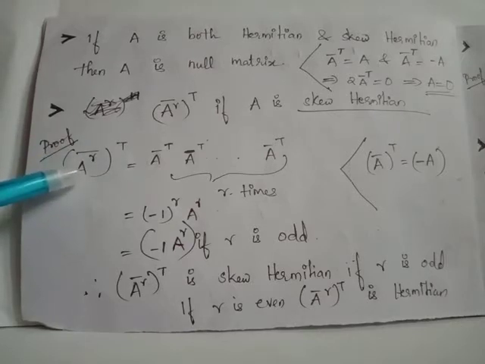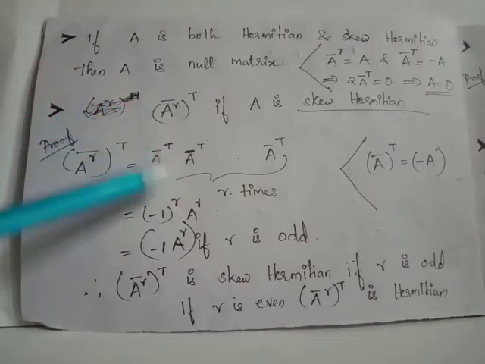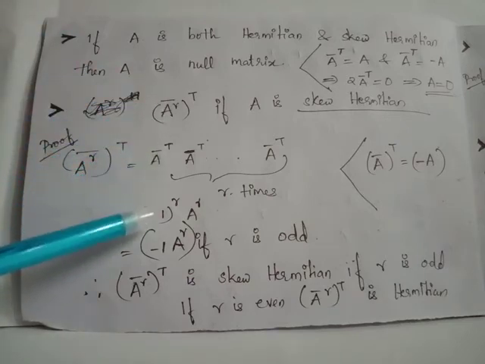skew Hermitian matrix, we have A raised to R the whole conjugate transpose equals A conjugate transpose, which is multiplied to itself R times. When we replace each copy of A conjugate transpose by minus of A, because we are given that A is a skew Hermitian matrix, we obtain this product as minus 1 the whole raised to R into A raised to R.